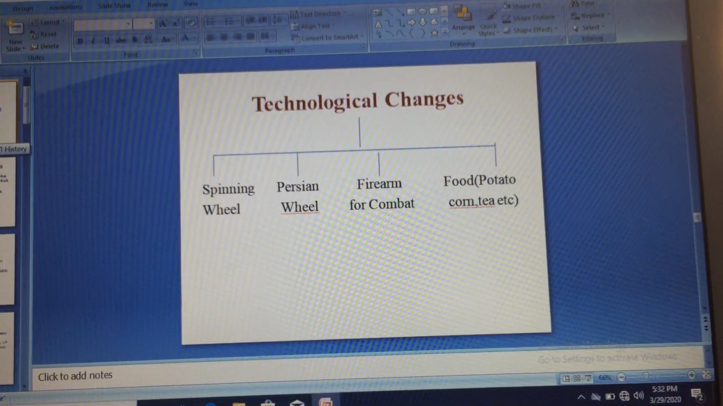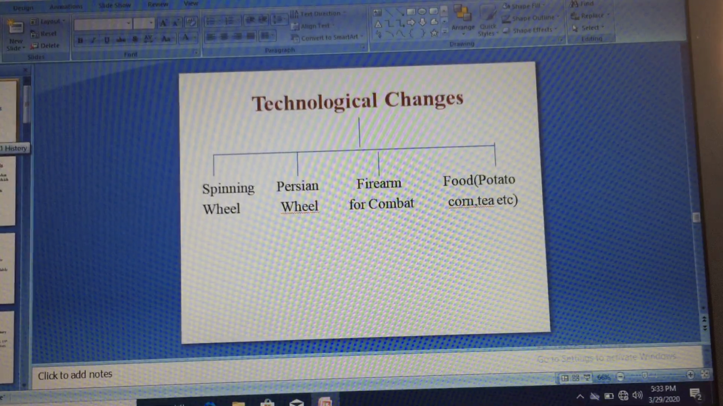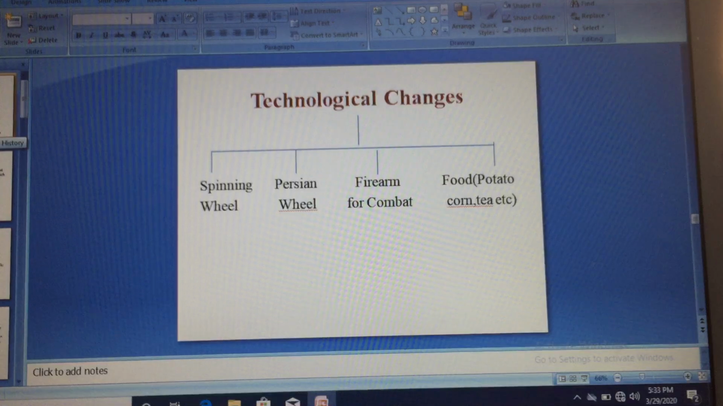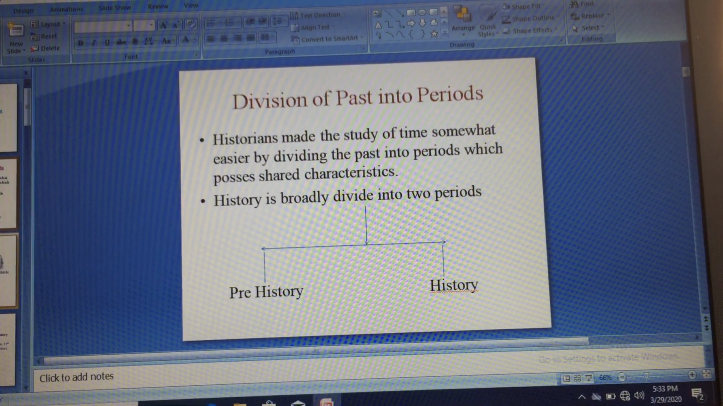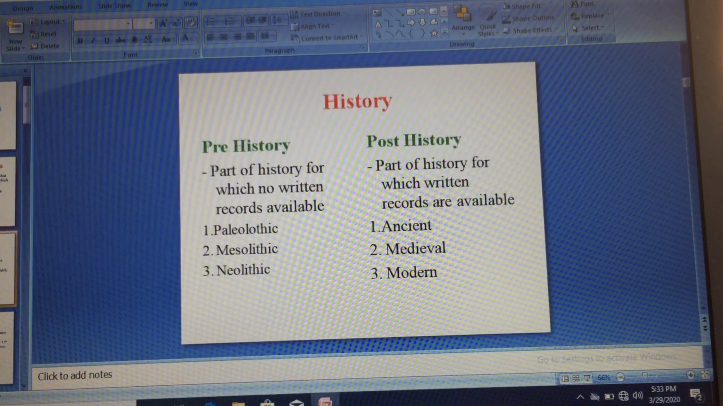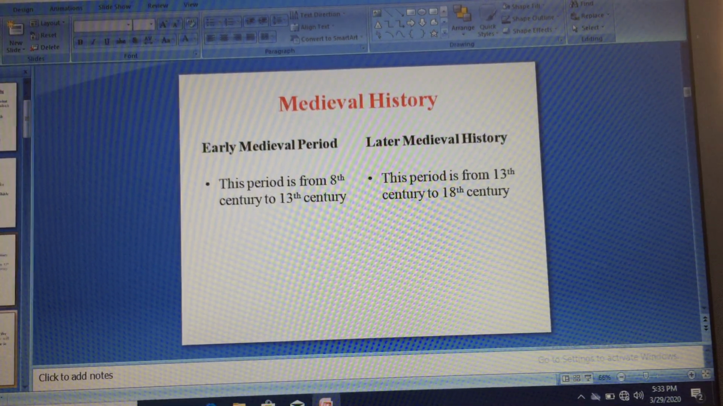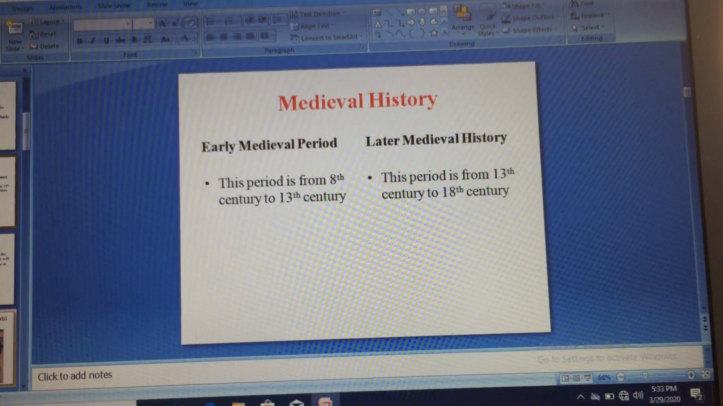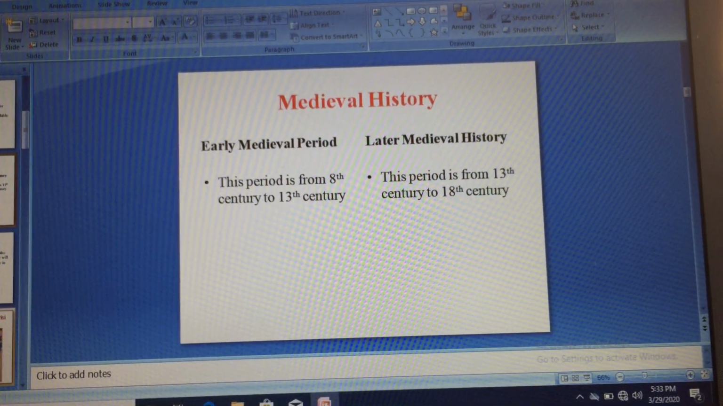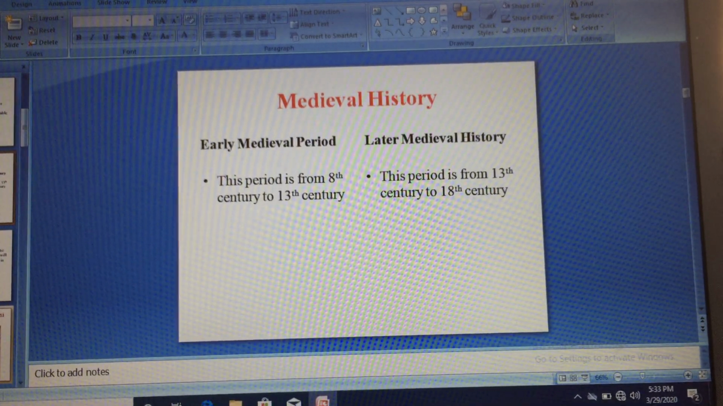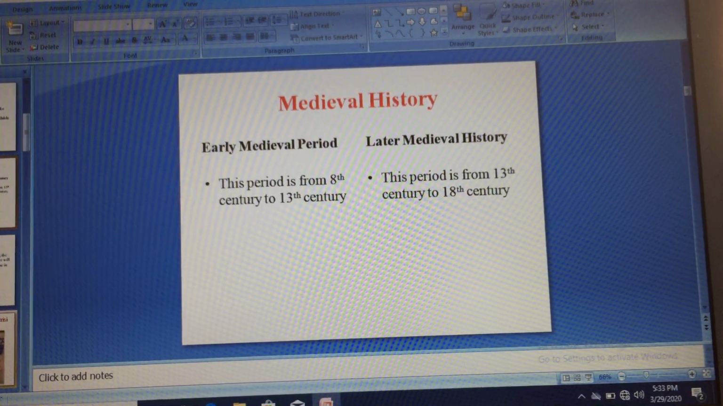I welcome you to the third lecture on Chapter 1 History, Tracing the Changes Through Past. So, in the previous two lectures, we studied how history is classified into past and post history. Then we studied how the medieval period is further classified into early and later medieval period. In grade 7 we'll be studying about the medieval period, ancient and modern period. Ancient, which you have studied in grade 6, and modern in 8th.